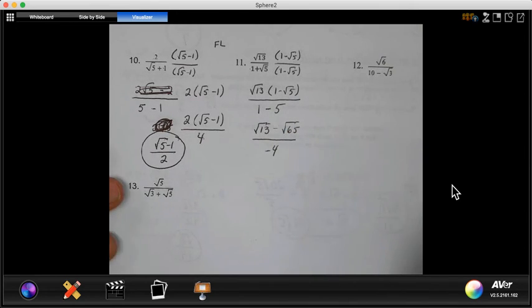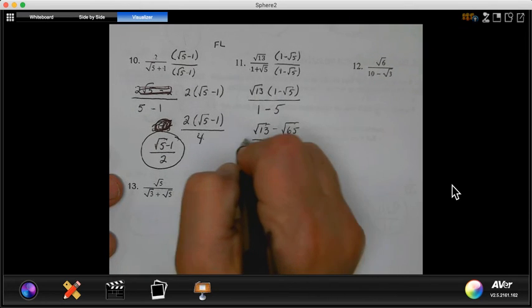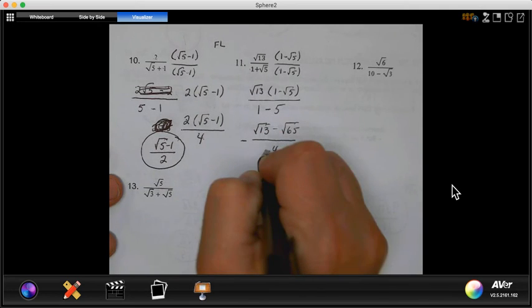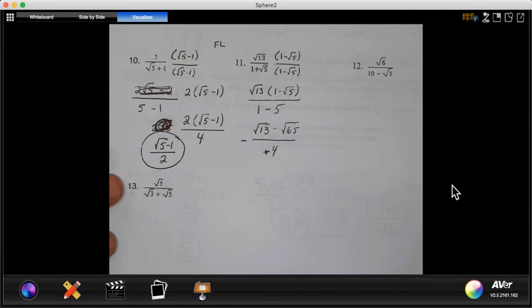Now typically you don't ever have a negative in the bottom of a fraction. I won't mark you down, but that probably should go out in front. It just looks weird to me in the bottom of a fraction, but I'm a math teacher.